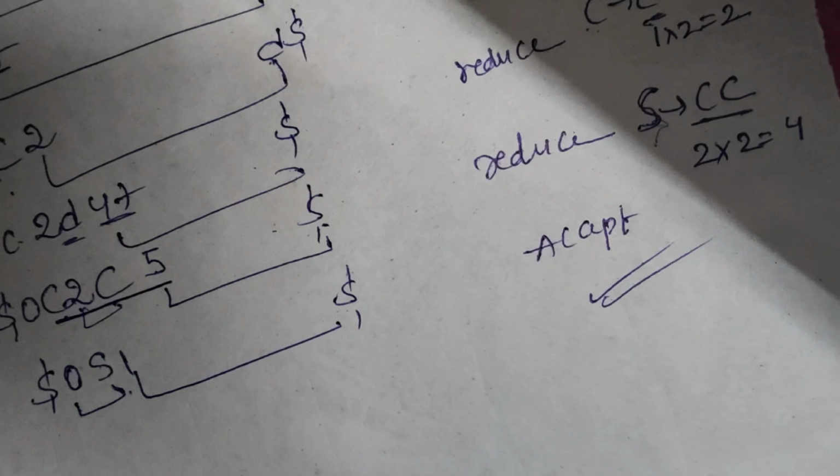So do we have S and dollar? We don't have. So 0 and S. What is 0 and S? 0 and S is 1. So 1 and dollar is accept. So your string is accepted and your problem is correct.